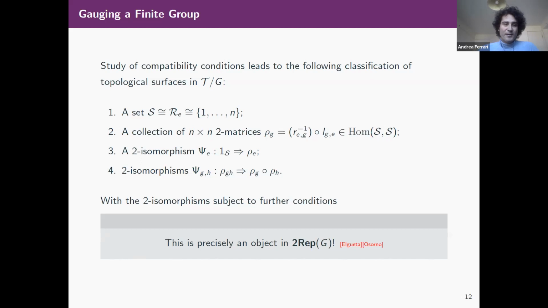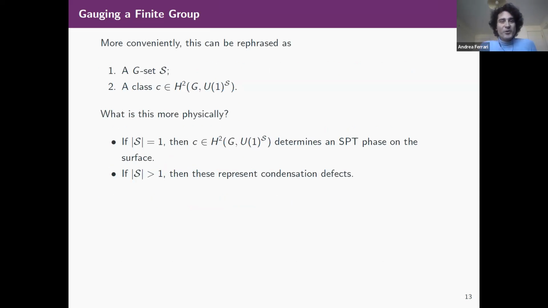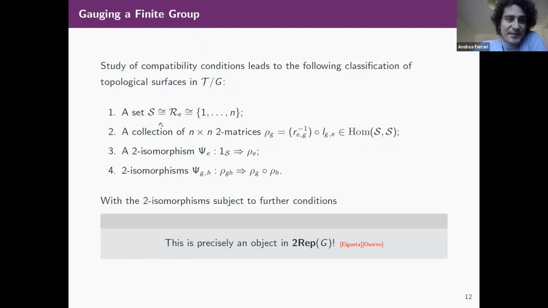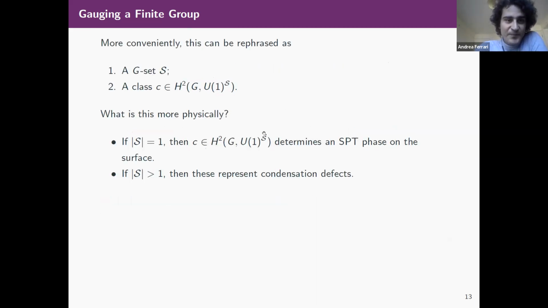Yes, that's right. And so if we look at all the conditions, this is precisely an object in the category 2Rep G. Remember that I told you before that we had basically objects labeled by natural numbers with n times n two matrices acting on them. And so this is precisely the notion of a two representation of the genuine group without any one form part G. So more conveniently, we can recast the data that we have in the following way. We have a G set S, where the action comes from this rho_G, and a class in the second cohomology group of G valued in U(1), twisted by the G action on S. And we can ask ourselves the important question, what is this more physically?